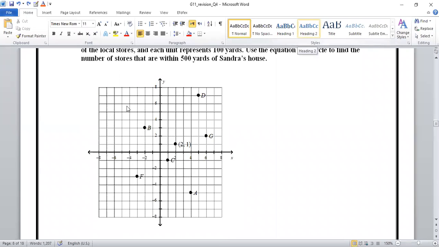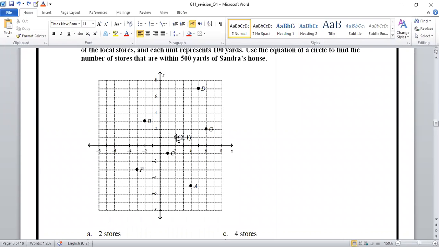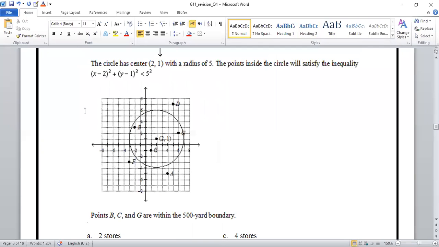To solve this equation, we need to draw a circle. Its radius equals 5 units, and its center is at (2, 1). As shown in the figure, the circle has center (2, 1) with a radius of 5. The points inside the circle will satisfy the inequality (x - 2)² + (y - 1)² < 5².